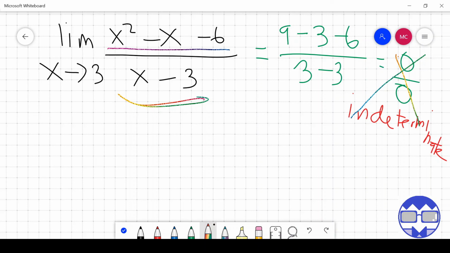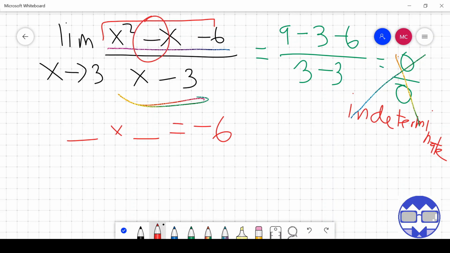So how did I know what to multiply? Multiply the first and the last term, so it's negative 6. We try to think of numbers which, when multiplied, give negative 6. And the middle term determines the sum of these two numbers, which is negative 1. There are only a few possibilities for a product of negative 6 and a sum of negative 1.